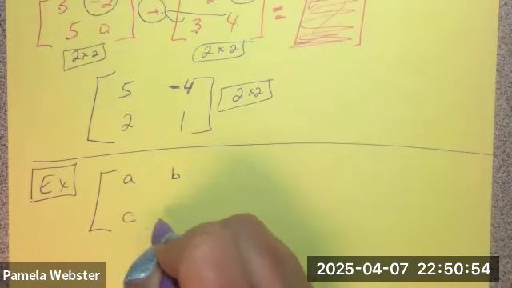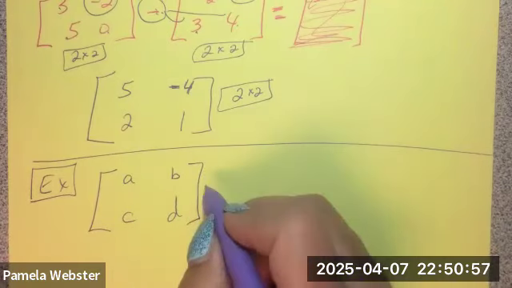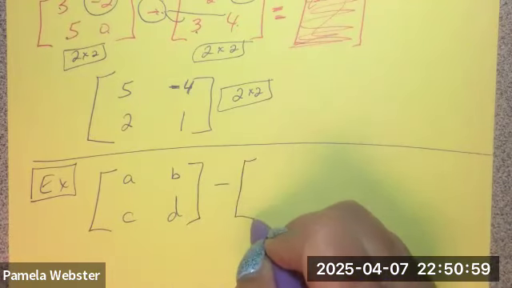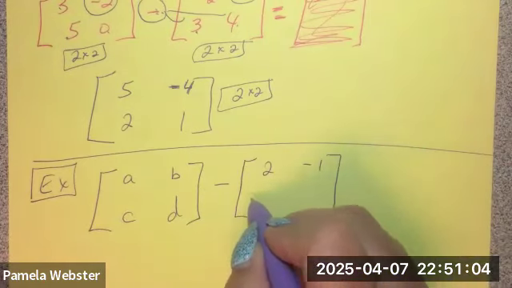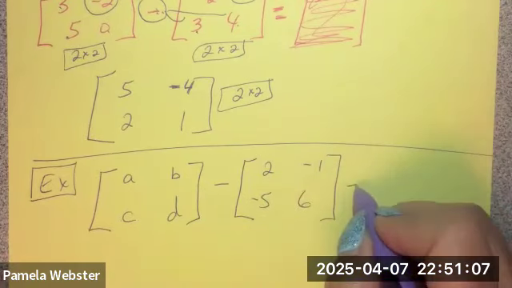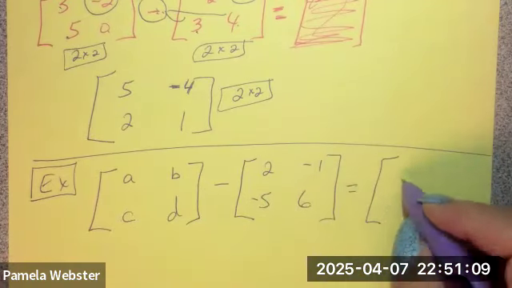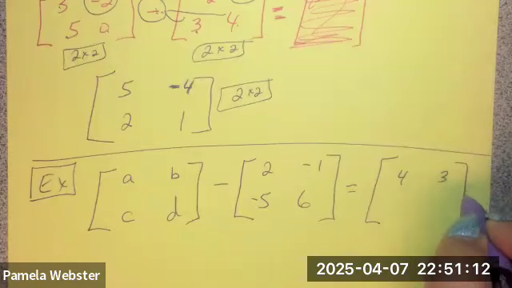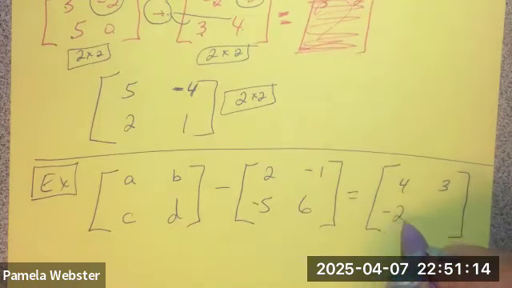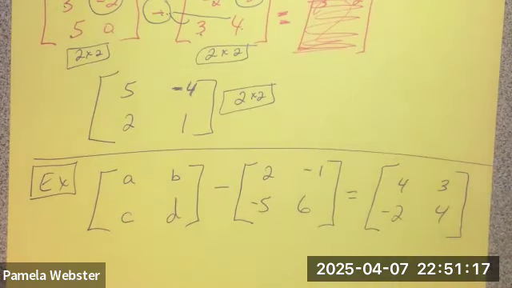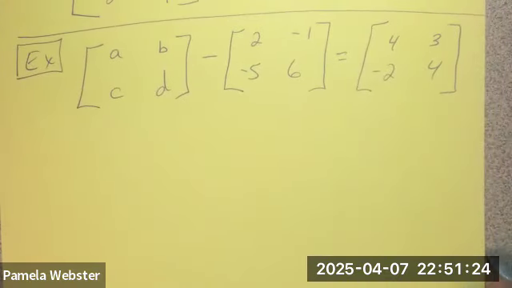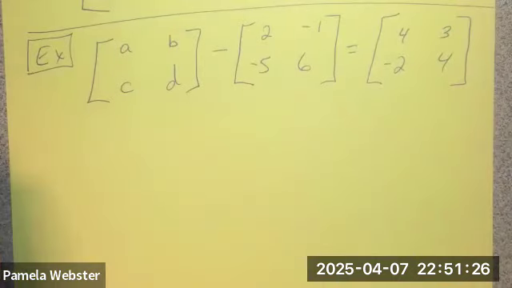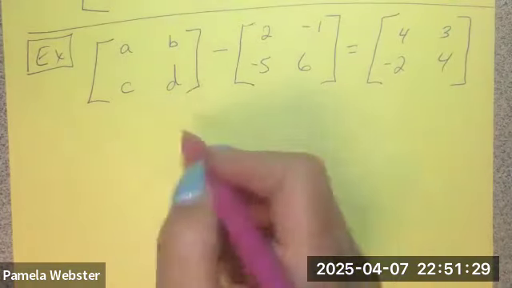I'm moving on. Okay. This says, sorry, things have started happening. [A, B; C, D] is one of my matrices minus the next matrix [2, -1; -5, 6], and that equals the matrix [4, 3; -2, 4]. Okay, so I can't really do anything with the equals part of this yet. But I can see what I can do with the left-hand side here. So I need to see if I can put this together.